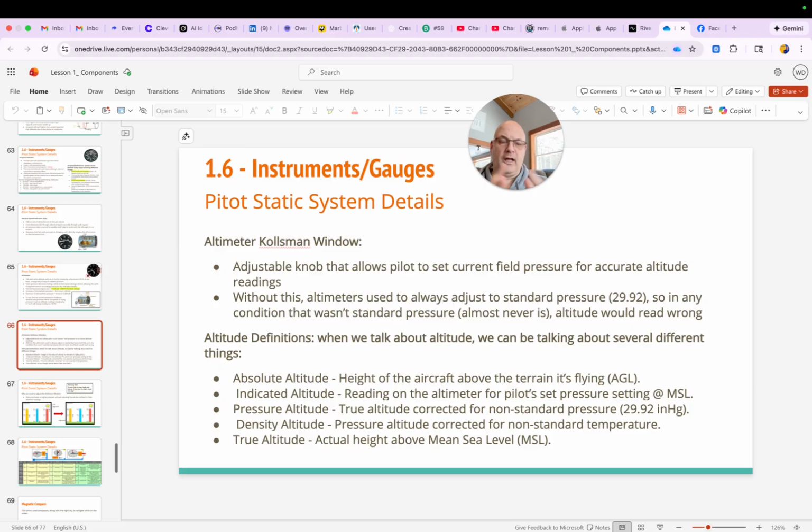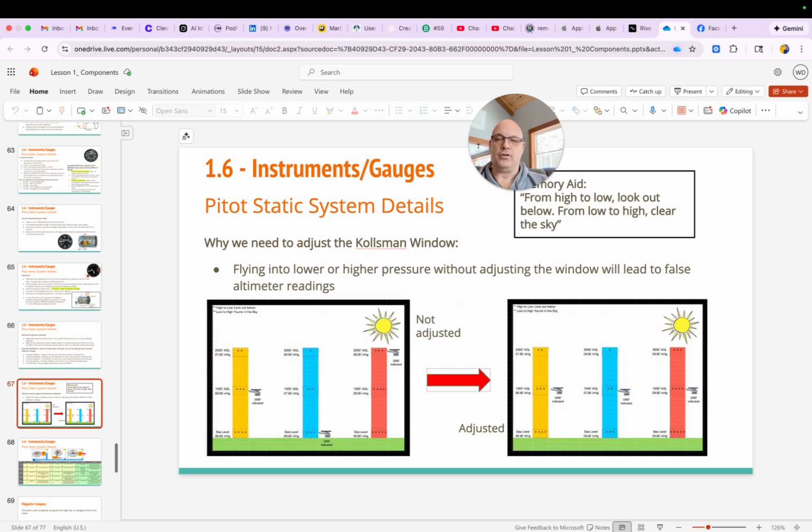All right, a couple of different altitude definitions, right? We have absolute altitude, which is the height of the aircraft above the terrain, right? It's AGL. Indicated altitude is the reading on an altimeter for a pilot-set pressure setting, so whatever you set in the Kollsman window. The pressure altitude is the altitude corrected for standard pressure, right? And again, the base is 29.92. The density altitude is the pressure altitude corrected for non-standard temperatures. And the true altitude is the actual height above mean sea level, which is one of the numbers that we use all of the time, of course, as we're flying.